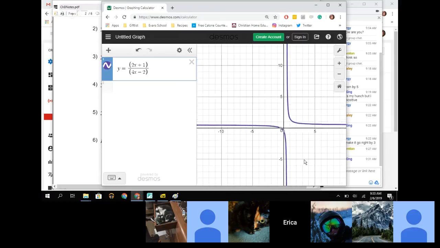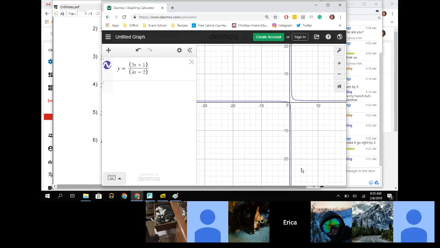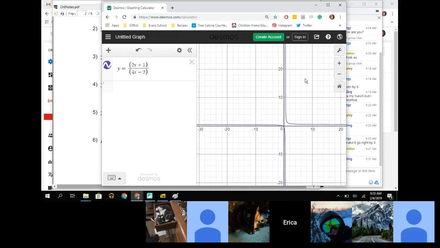As I scroll out here and get bigger and bigger, it looks like my x value is getting really close to 0.485. And then if I go on the other side, it's 0.545. So I'm going to guess that my x value has an asymptote at 0.5. That's what I'm going to guess.